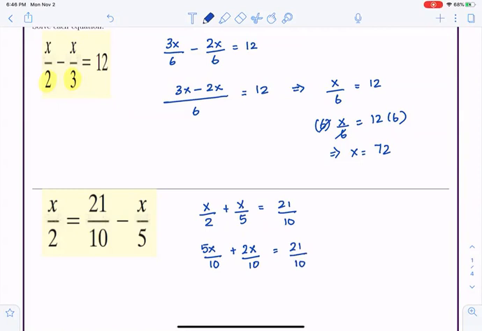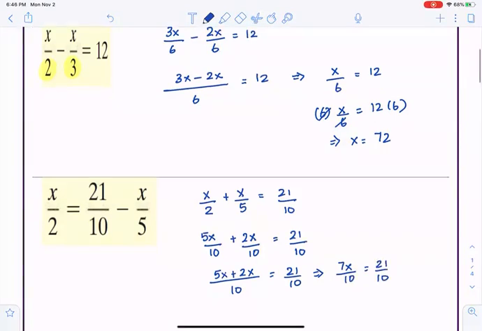Now that we have a common denominator on the left-hand side, I could combine the numerators. 5x plus 2x over 10 would equal 21 over 10. So 7x over 10 would equal 21 over 10. If we multiply by 10 on both sides, the 10 in the denominator would get cancelled. So 7x would be equal to 21. Divide by 7 on both sides. 21 divided by 7 is 3.